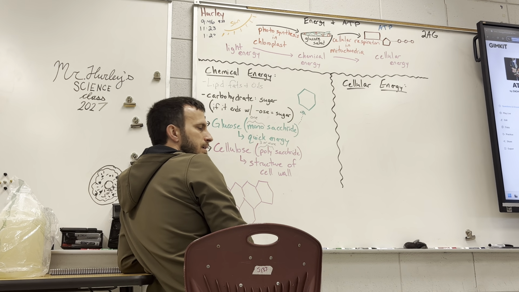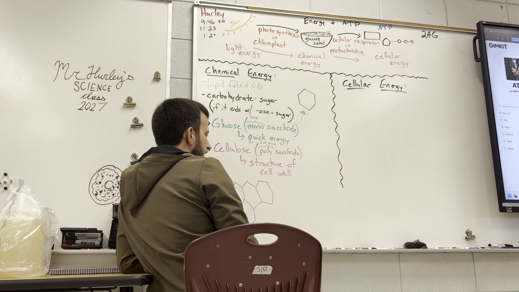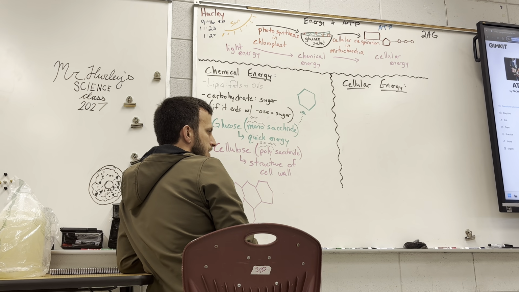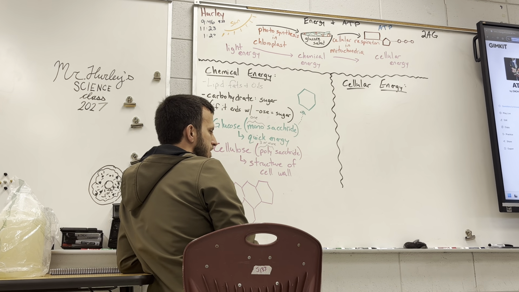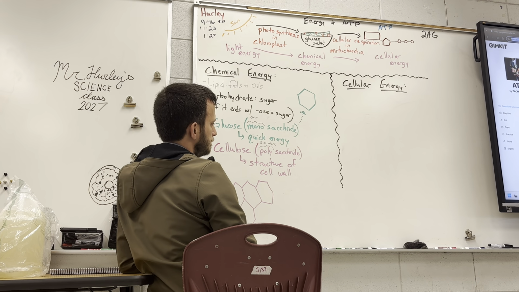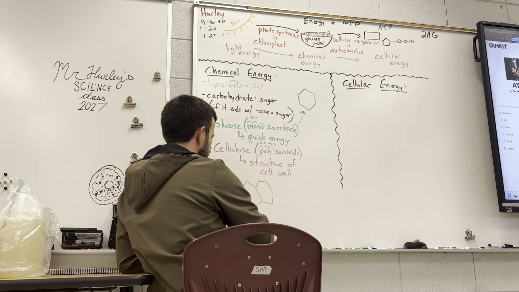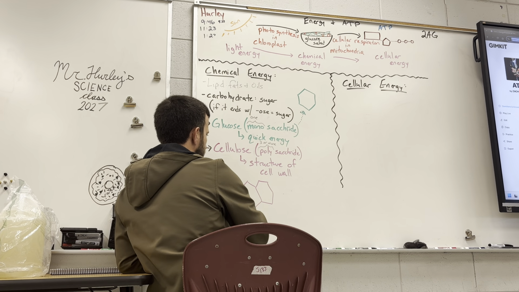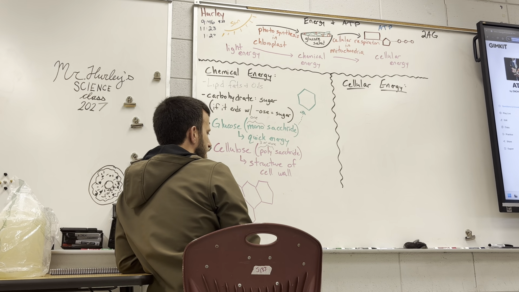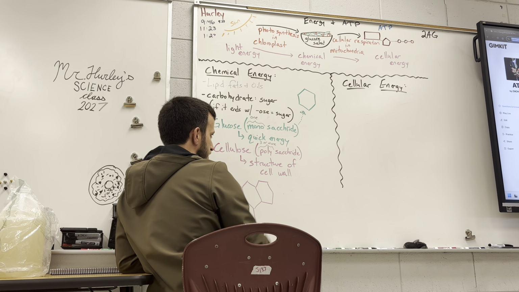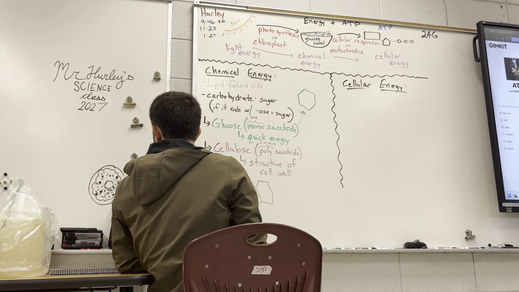You will not be graded on how well you can draw them. They do need to have 6 sides. If you drew them with 4 sides, you're not going to have points taken off, it's just not as accurate. So we've got 6 sides. 1, 2, 3, 4, 5, 6, 7. Yep, that counts as a polysaccharide because there's 7 of them, and 7 is more than 3.